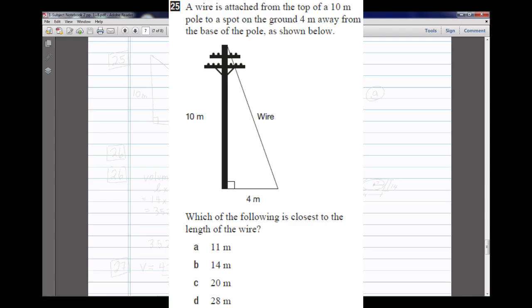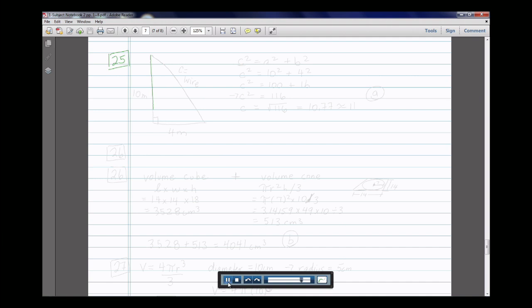We'll take a look at multiple choice 25. A wire is attached from the top of a 10-meter pole to a spot on the ground 4 meters away from the base of the pole as shown below. So I'll just sketch that roughly. You have the wire, and this is 4 meters, this is 10 meters, and this is your wire, and it's right angles because that's the way poles are attached to the ground.